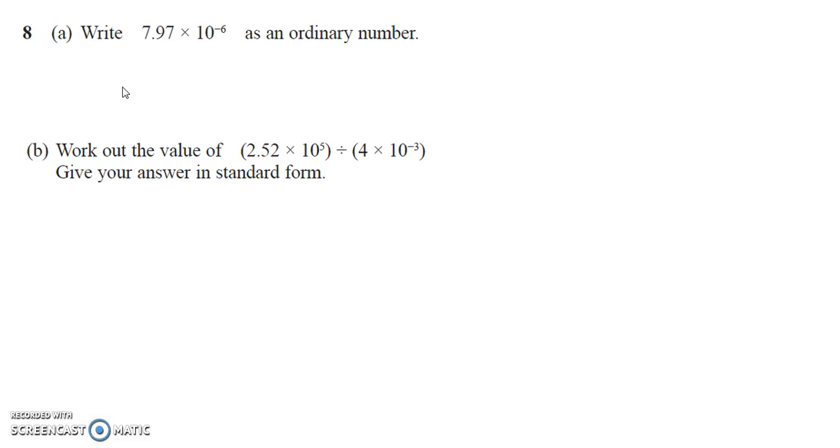Right then, so question 8, we have got some standard form questions. Write 7.97 times 10 to the minus 6 as an ordinary number for part A. Part B, work out the value of two numbers written in standard form. They're being divided, so we're going to divide those two numbers, give your answer in standard form.